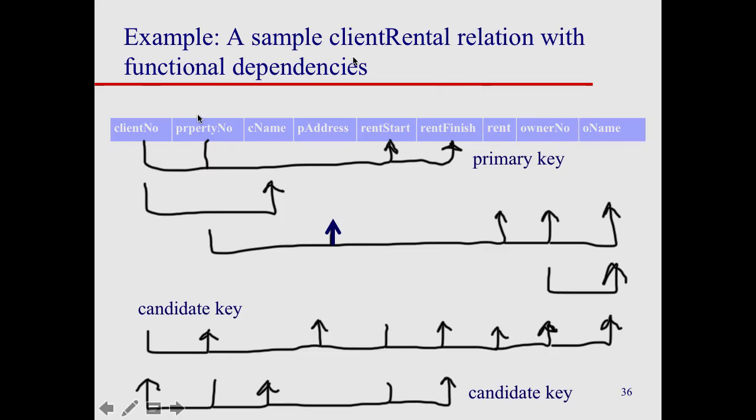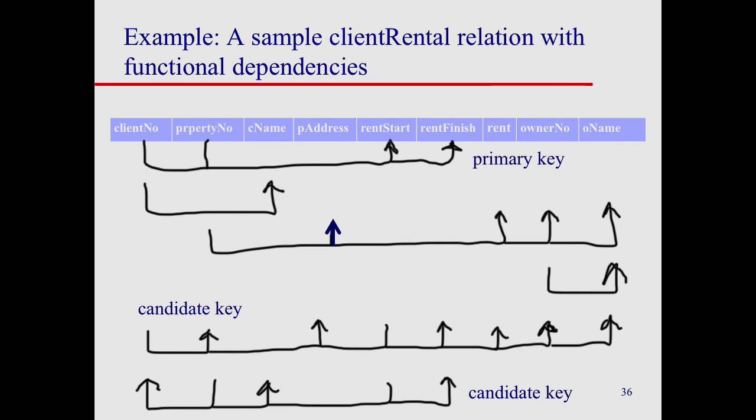Okay. So once you've come up with the primary key, you can't stop. There may be other functional dependencies that are candidate keys. Here are a couple of other functional dependencies that are in there. Based on the assumption you just mentioned, we're assuming that the client number and the rent start uniquely determine everything else.